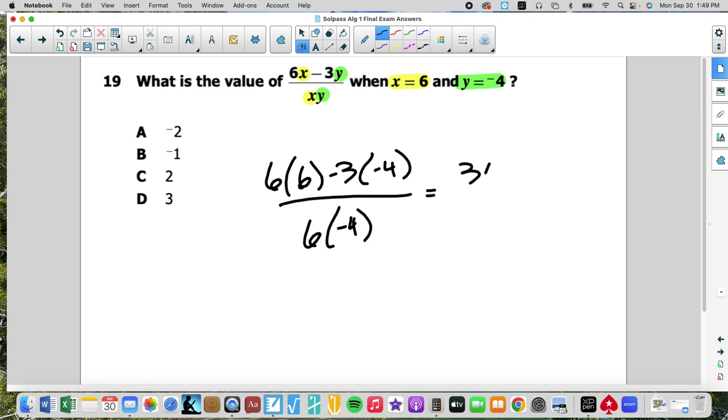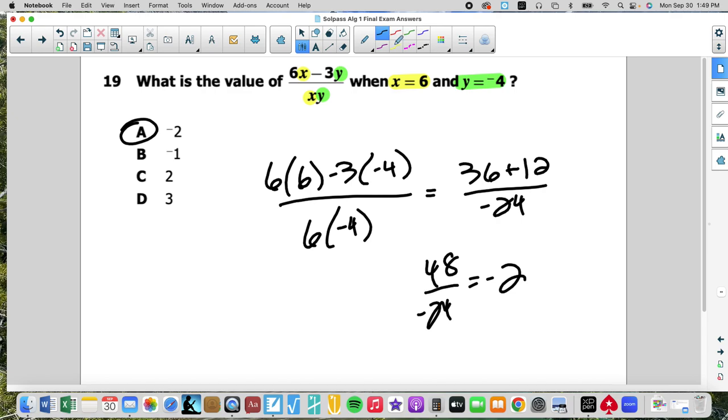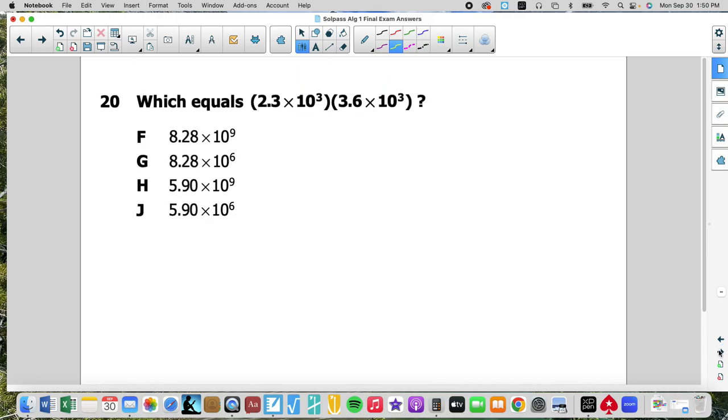6 times 6 is 36. Negative 3 times negative 4 is positive 12. And 6 times negative 4 is negative 24. That's going to give us 48 over negative 24, which is negative 2. A. We would have to do this operation and this operation. That's a negative 3 times a negative 4. Very important.